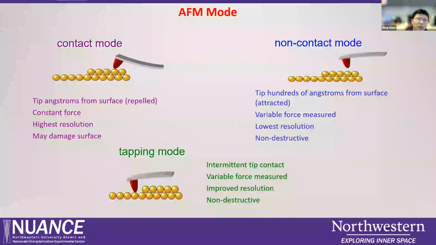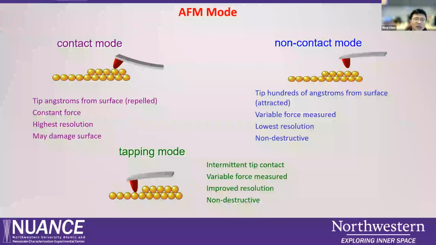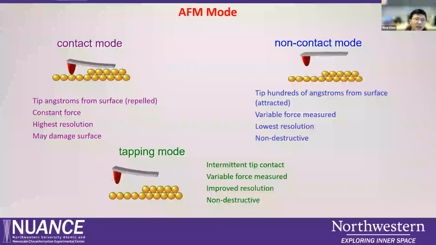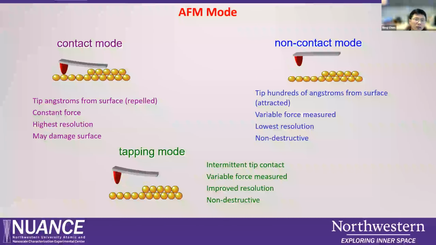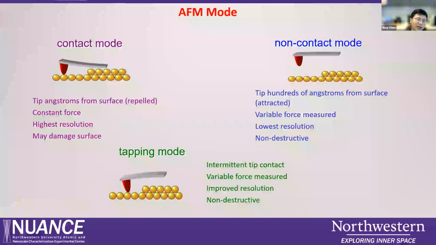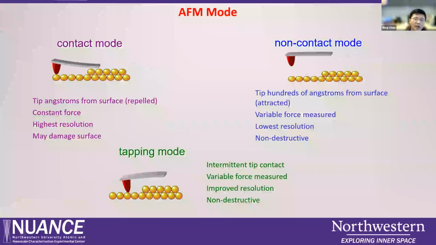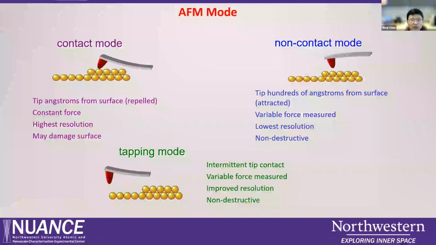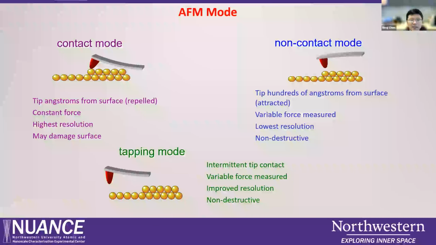Okay, the most often used in our system is the tapping mode. This is intermittent contact on the surface. This method is a combination of the other two, and there is no damage to your sample, and it also has very high lateral and vertical resolution. And your tip can be used many times.